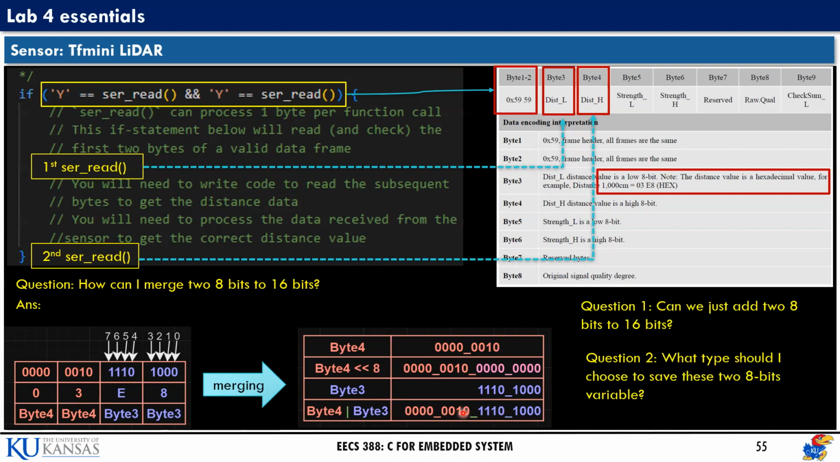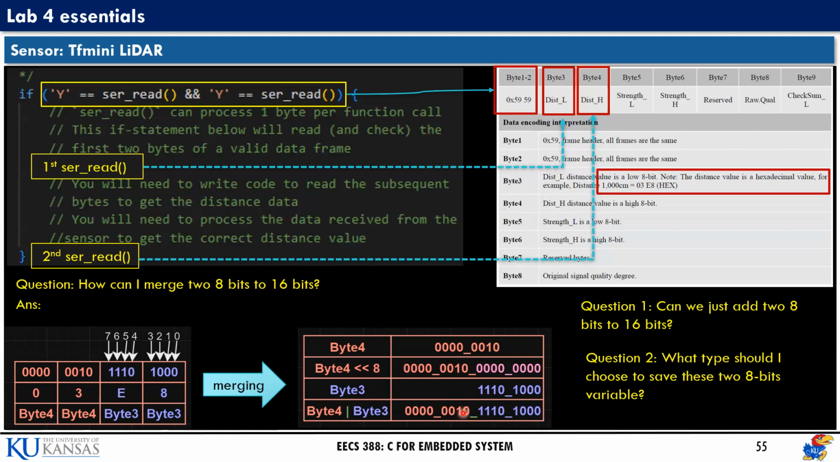Now you can ask yourself two questions. The first question is, can we just add two 8 bits to get 16 bits? I can give you some hints to think about this answer. We can't just use the add operator for two 8 bits, because it will simply add those two numbers, but it will not merge them, right? So as a result, we have to do the OR operation.